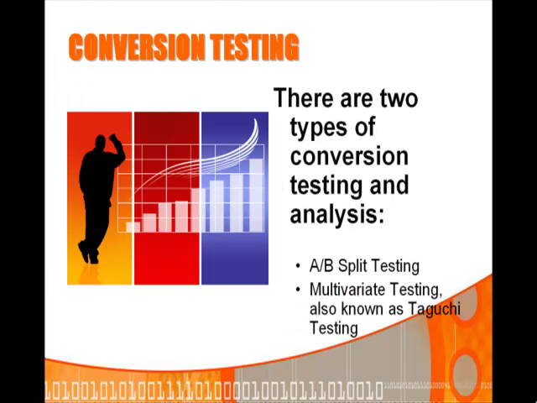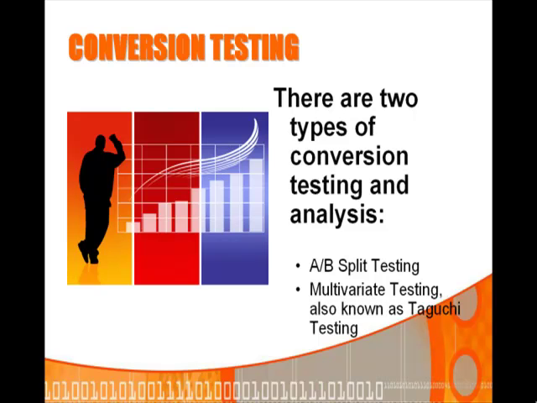There are 2 types of conversion testing, A-B split testing and multivariate testing, also known as Taguchi testing. We'll start with A-B split testing. This is the traditional form of testing we've already talked about. Google allows you to split test various ads, and we discussed split testing variations of your landing pages and their individual elements. A-B split testing means you're testing variation A against variation B. But the challenge is that you can only test one element at a time. If you test more than one, you won't be able to tell which element contributed to the changes in results.